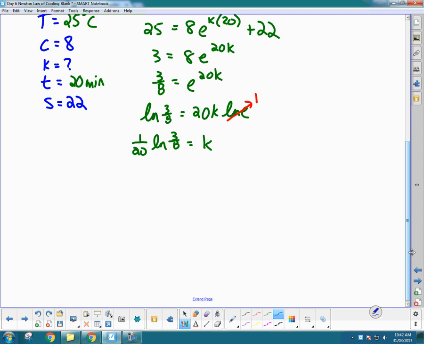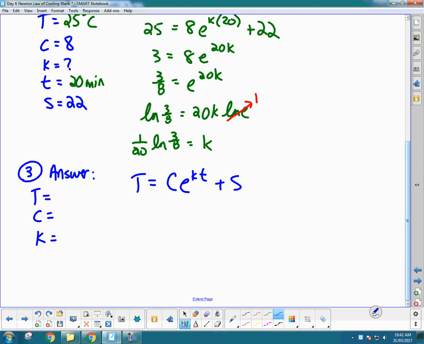All right, so I figured out my k. I'm happy with it. Now I'm going to go off and actually answer the question. So, same formula, C equals 8e to the kt plus S. I'll get all my variables. The 8 I figured out in the first one. The k I just figured out was 1/20th ln 3/8. And S is still 22, the room temperature, or this room's temperature.